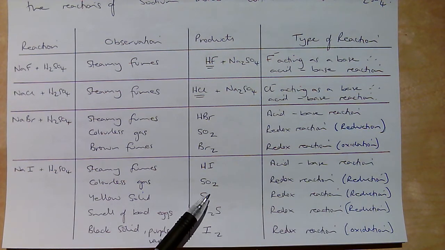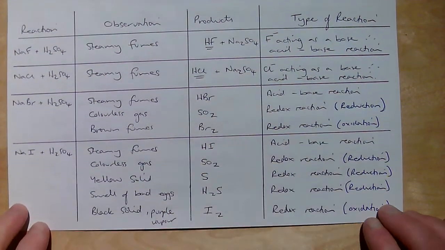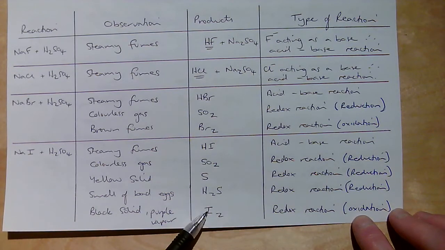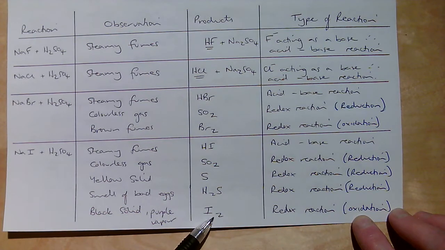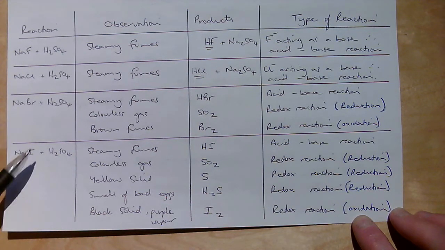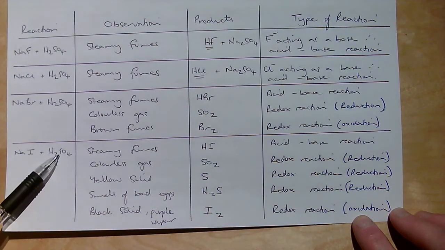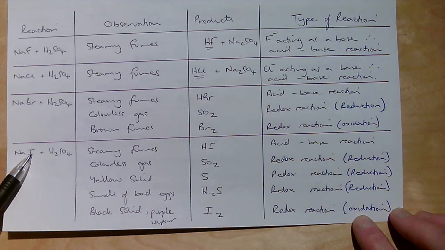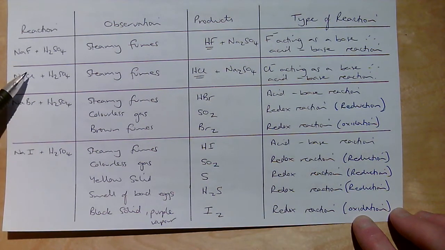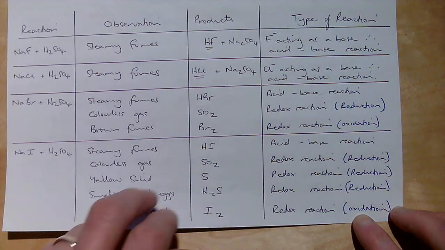In any redox reaction, if you have a reduction, you must have an oxidation reaction. So the I- formed I2. The I- lost electrons to form I2, so that's my oxidation reaction. But we can see here that the iodide ion was able to reduce the sulfur from a +6 oxidation state right down to a -2 oxidation state. So the iodide ion is a stronger reducing agent than the bromide ion, which is a stronger reducing agent than the chloride and the fluoride ions.